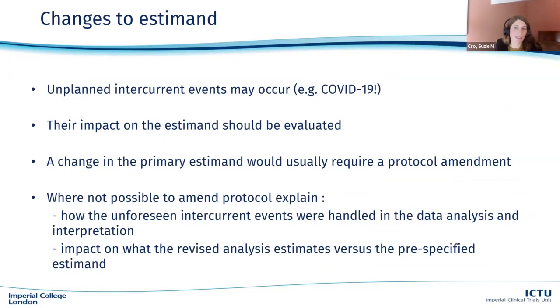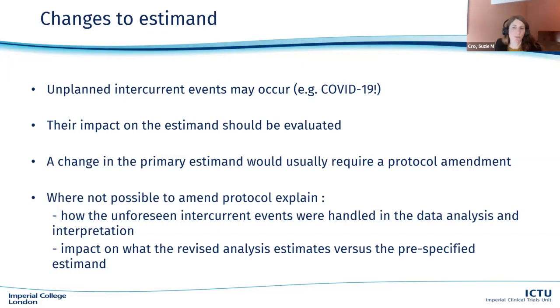But the last thing that relates to documenting is on changes to the estimand. Now, naturally, at the outset of the trial, it might not be possible to foresee all intercurrent events. So unplanned intercurrent events might occur, which can impact the estimand. For example, recently the COVID pandemic brought with it some new intercurrent events in some trial contexts, such as disruptions to standard of care. So the ICH E9 addendum acknowledges that a change in the estimand can occur, and this would usually require a protocol amendment.